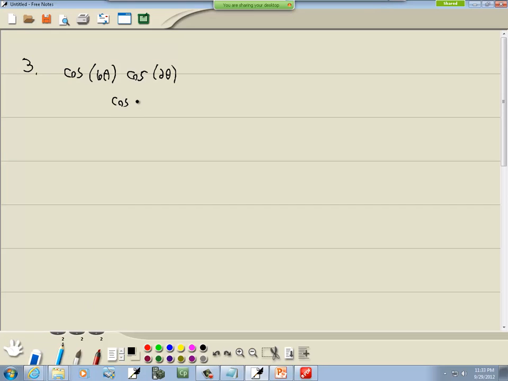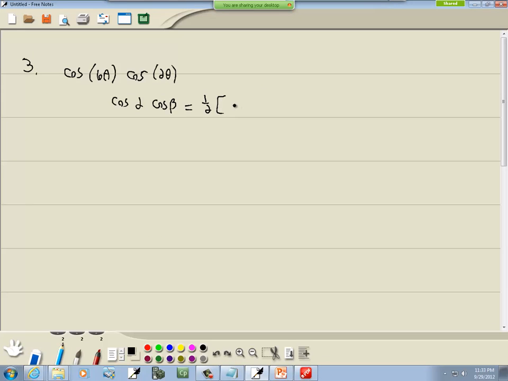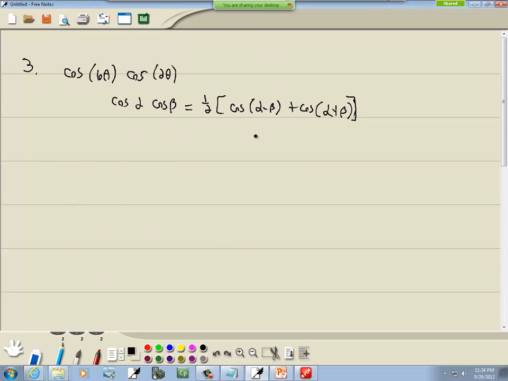So we got cosine of alpha times cosine of beta is equal to 1/2 times cosine of alpha minus beta plus cosine of alpha plus beta. Double check that. Alpha minus beta plus, yep, that looks right. Okay, so this would be our alpha, and this would be our beta. So this would become 1/2 times cosine of alpha minus beta. So we got 6 theta minus 2 theta plus cosine of alpha plus beta.